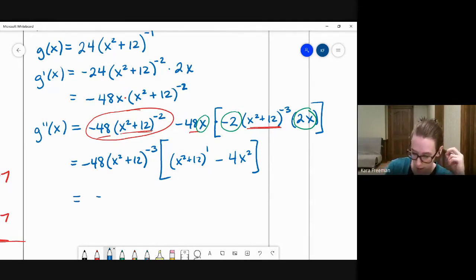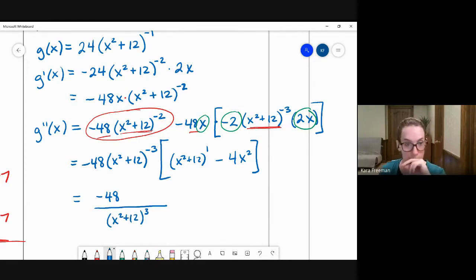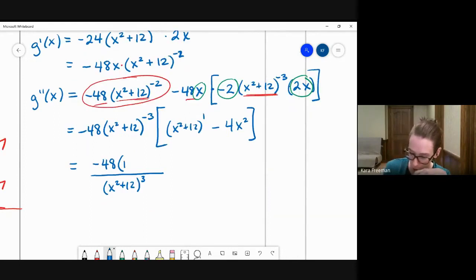So I've got a -48 that's going to remain in the numerator. I'm going to go ahead and throw the x squared plus 12 cubed in the denominator. And then what's that factor that was in the brackets going to simplify to? You'll see how it's going to be 12 x squared minus 4x squared, which gives you minus 3x squared. I'm going to pause there. Questions on how I got that? Okay, so that's my second derivative that's been somewhat simplified.